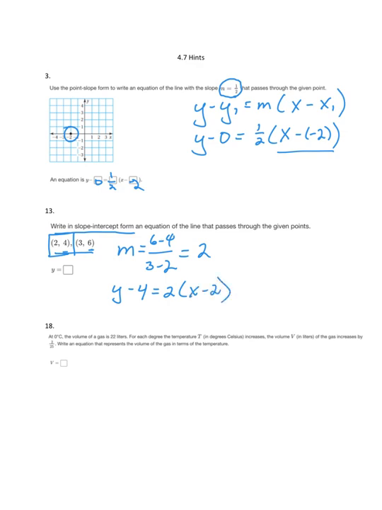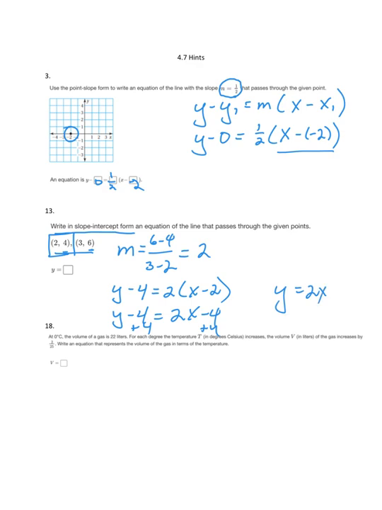Now, either of those points that you choose, your equation in point-slope form might look different, but when you put it into slope-intercept form, it'll be the same either way. So to take this equation and put it in slope-intercept form, I'm going to simplify by distributing the 2. So I have y minus 4 equals 2x minus 4. Then I'm going to add 4 to both sides, and I get y equals 2x.